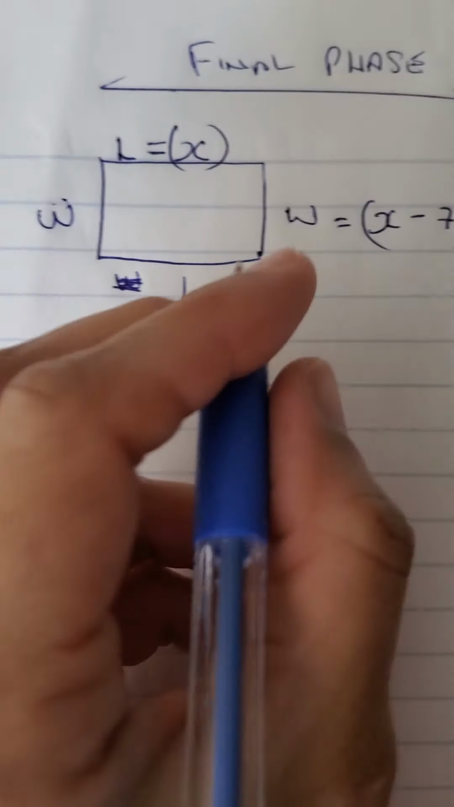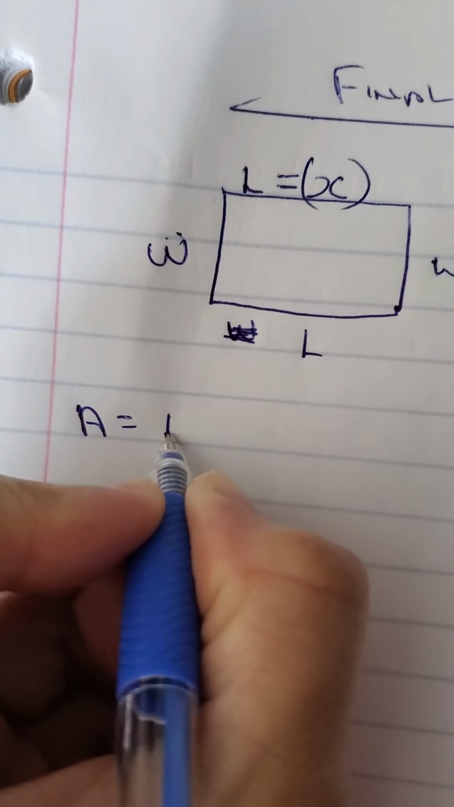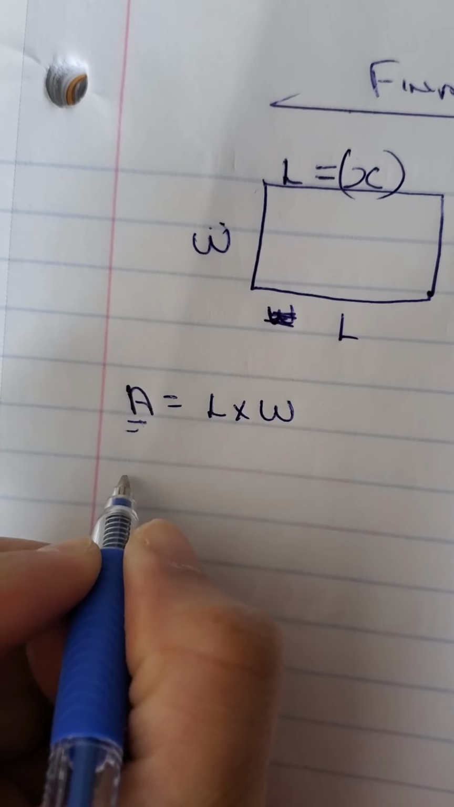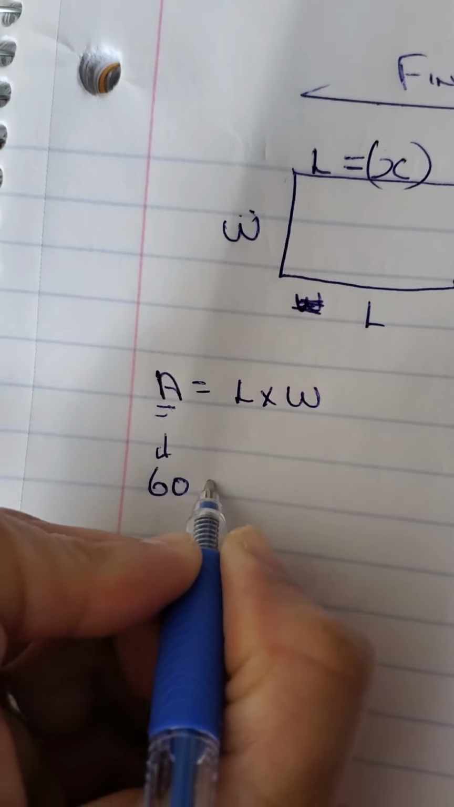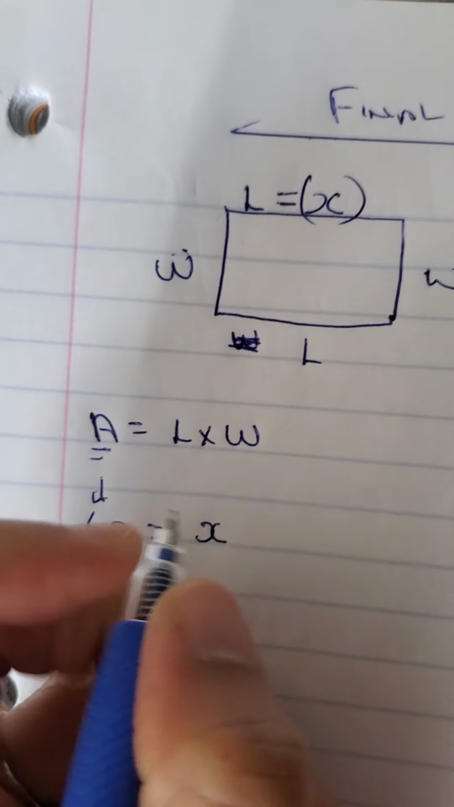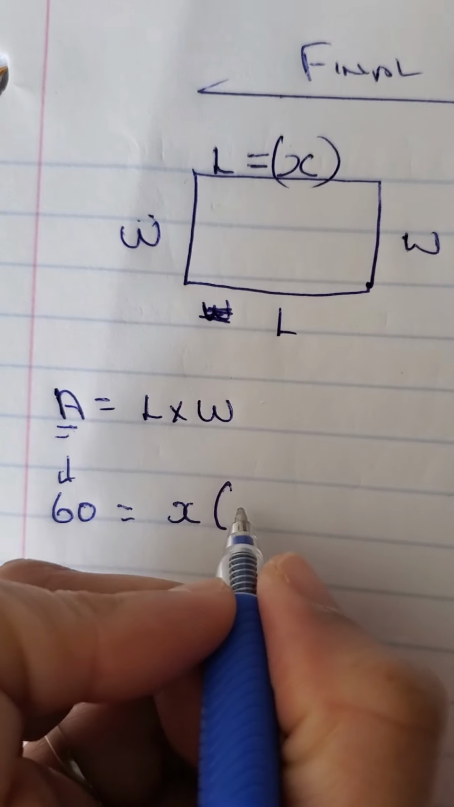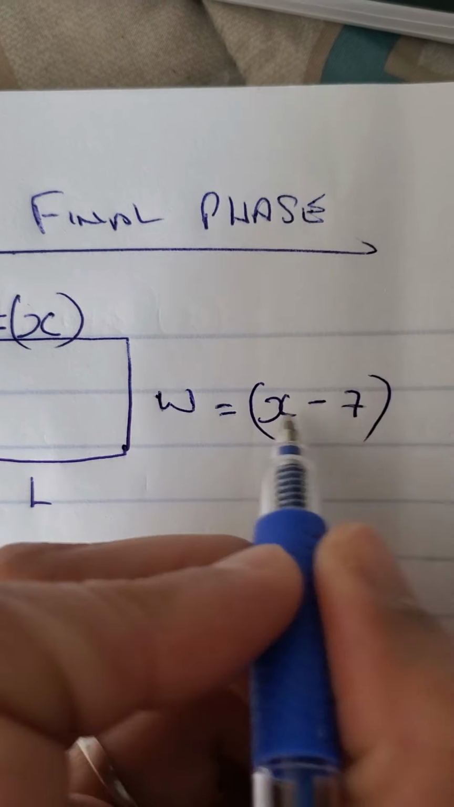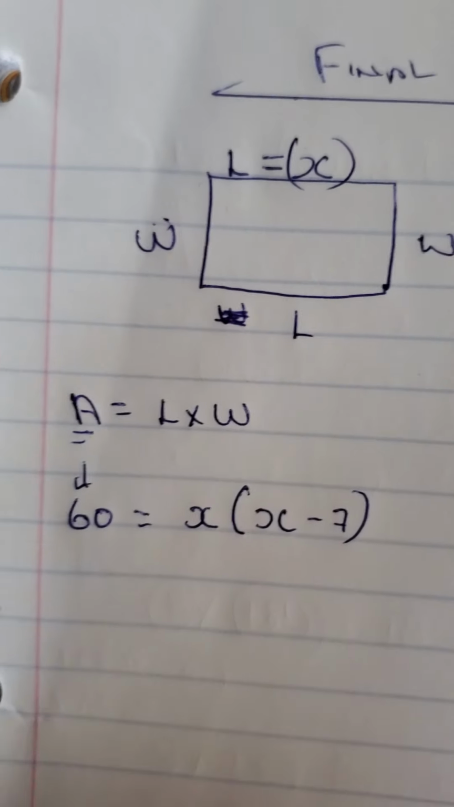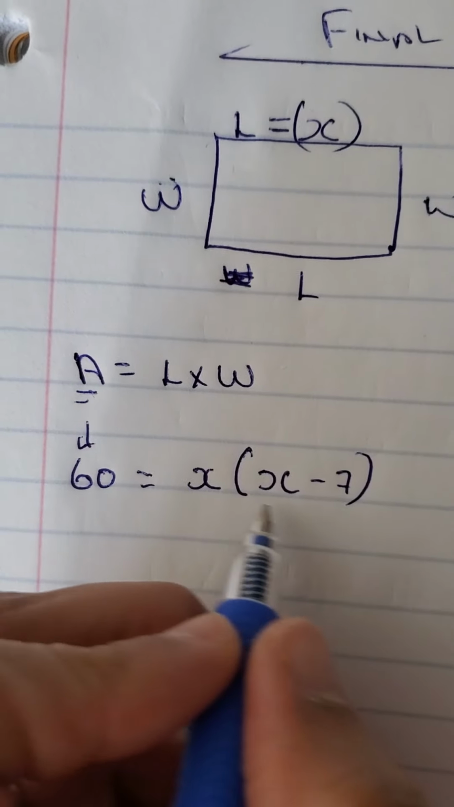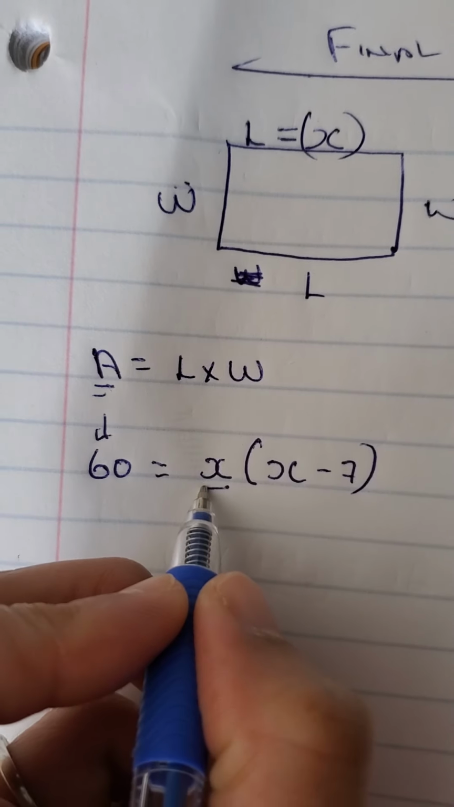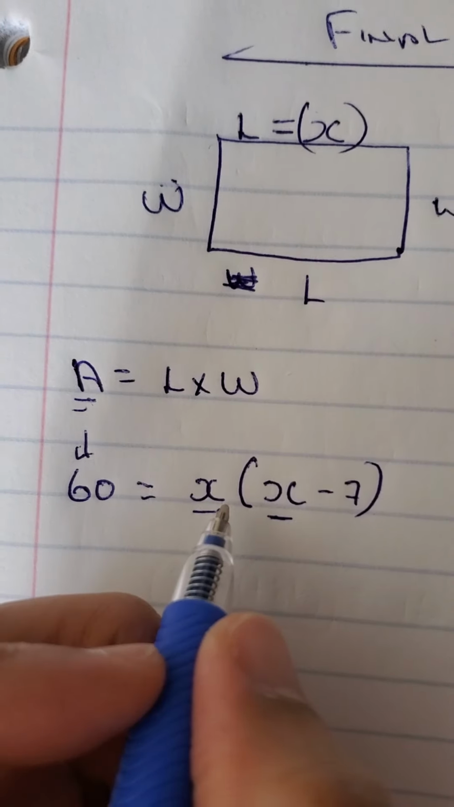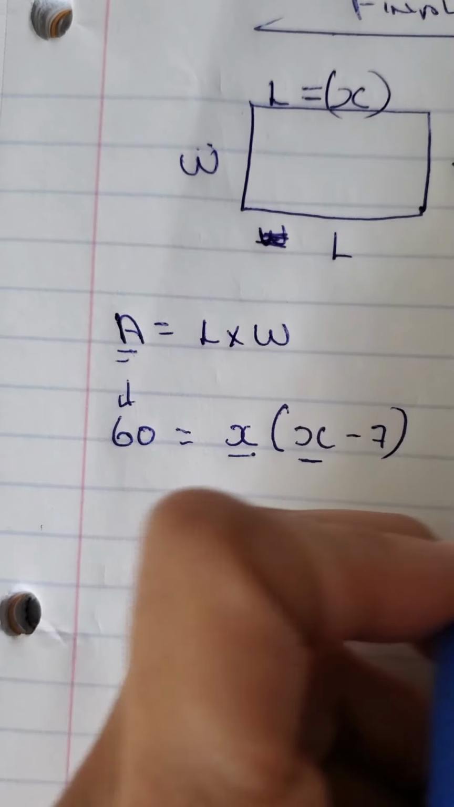Another property we know about a rectangle is that the area is equal to the length times the width. And it's saying here that the area is 60, right? We know the length is our unknown x, and the width is 7 less than its length, which is translated as x minus 7. Good. So the product of x and another x factor will produce an x squared term.